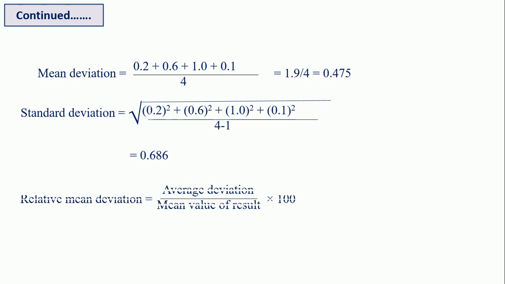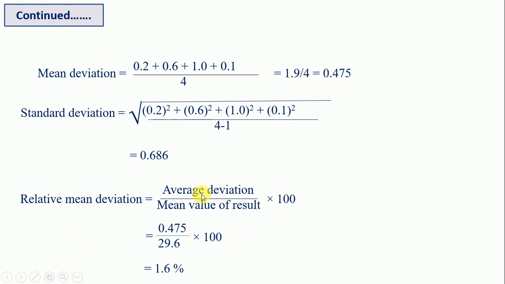Then see the relative mean deviation: average deviation divided by mean value of result multiplied by 100. So that is called the relative mean deviation. So put the values. So average deviation and mean value, we have all these values. Put the values. So average deviation is 0.475 and mean value is 29.6, and multiply by 100. So we will get the answer. So see the answer, 1.6%. So this is the relative mean deviation.